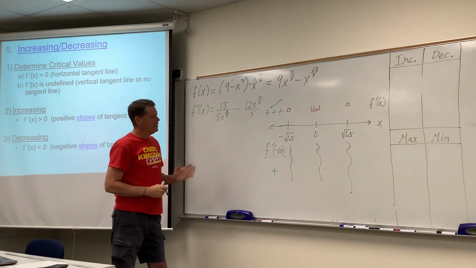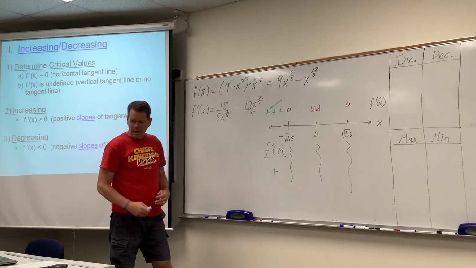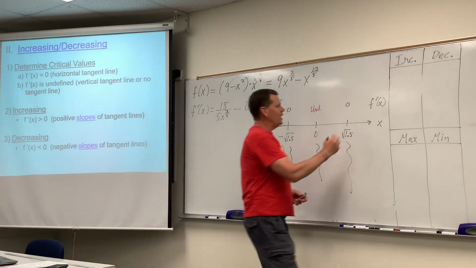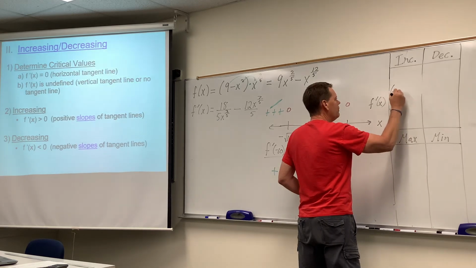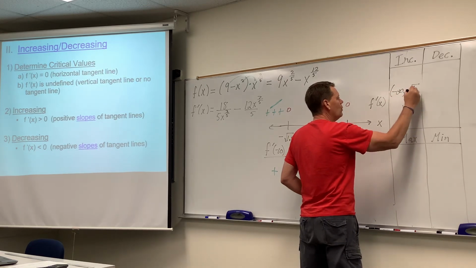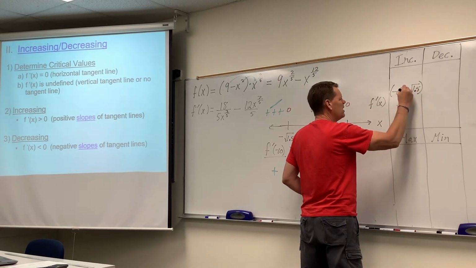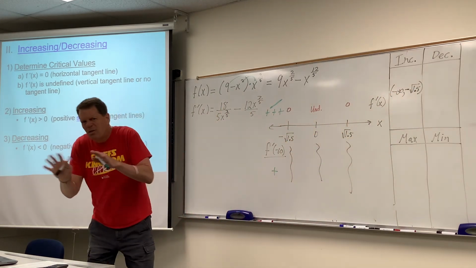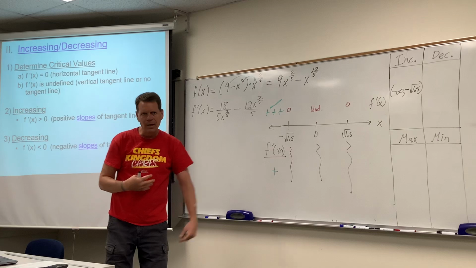Therefore, those tangent lines have a positive slope. And as mentioned before, that means the function is increasing. So let's put that here. And we're going to put from negative infinity to negative the square root of 1.5. Let's keep exactness as much as we can. But that's about negative 1.22. Keep that in mind when we go graph this later on.